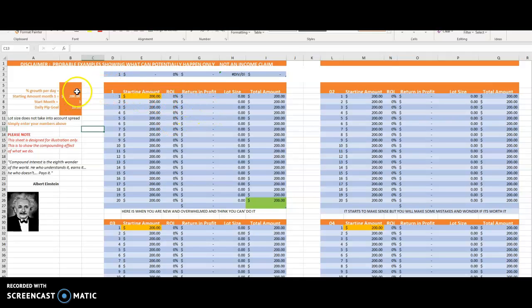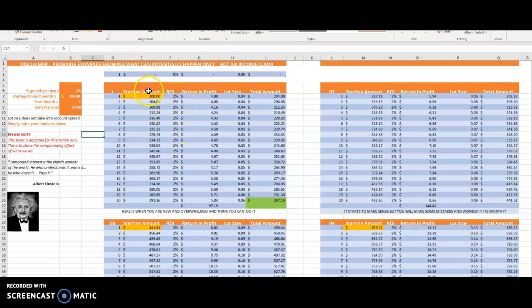Now we're going for a percentage, and here's the crazy thing: 2%. Once I click it, you'll see some numbers change here. You can play with these numbers too. So, 2%. Now here's what's going to happen. I'm going to show you the beginning and the ending of each month.